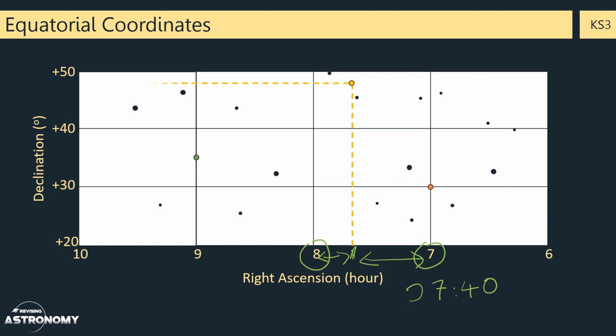We can do the same thing for our declination. And again, you can see it's somewhere between 40 and 50 degrees. Being much closer to 50 degrees, I would estimate that this point here is approximately plus 48. So we can say that our star has the equatorial coordinates, right ascension of 7 hours and 40 minutes, and a declination of plus 48 degrees.